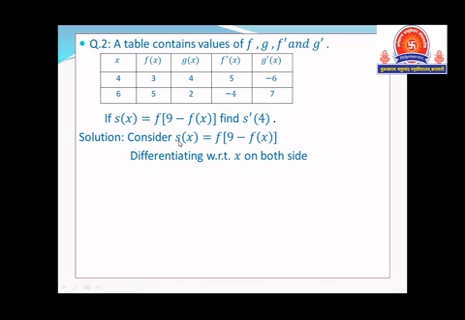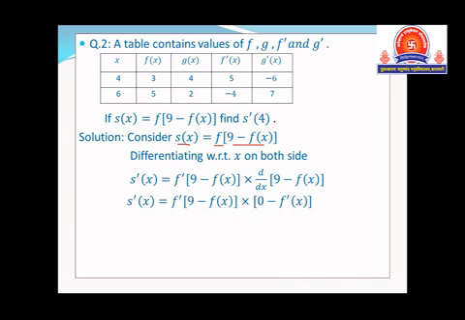What do we get now? Derivative of s of x is s dash of x. Now here f is outer function and 9 minus f of x is inner function. So first write derivative of f, then the derivative of 9 minus f of x. So we get s dash of x is equal to f dash of 9 minus f of x into d by dx of 9 minus f of x. So what we get again? Simplify it.